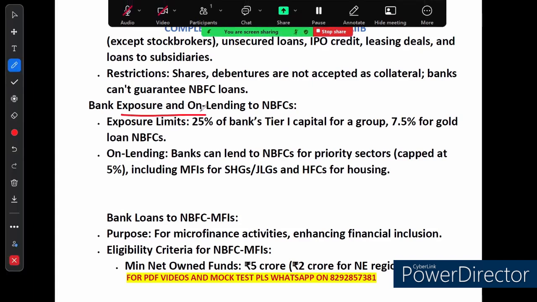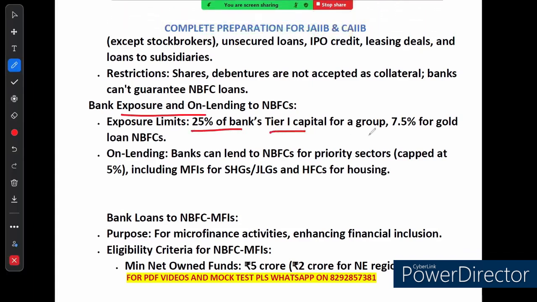Banks also have limits on how much they can lend to NBFCs. They can lend up to 25% of their tier 1 capital to one NBFC group. And for gold loan NBFCs, this is capped at 7.5%. Now banks can also lend to NBFCs for on-lending to priority sectors like microfinance through MFIs, that is microfinance institutions, for SHGs and JLGs, and housing loans through HFCs. There is a cap on how much banks can lend to NBFCs for this sector, which is 5% of their total priority sector lending.